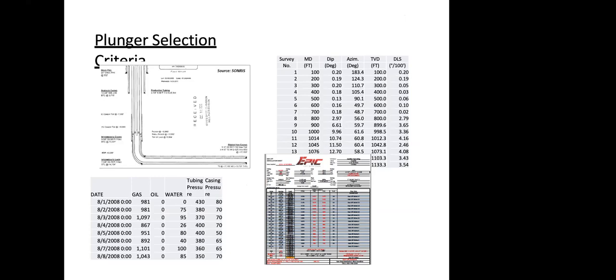The next thing is good production data. Usually I like to get 90 days, 3 months worth of the most recent production history.